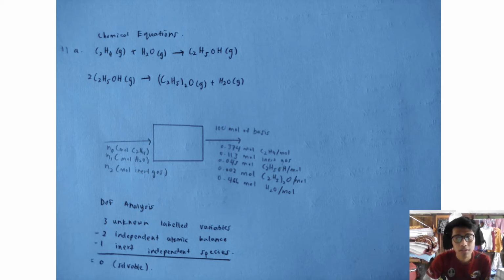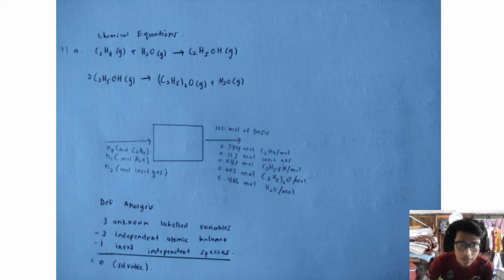For this question, there are two chemical equations. The first one is ethylene will react with water and will become ethanol. For the second one, it will become the undesired product. So ethanol will further react and will become diethyl ether with a trace of water. You can see over here.